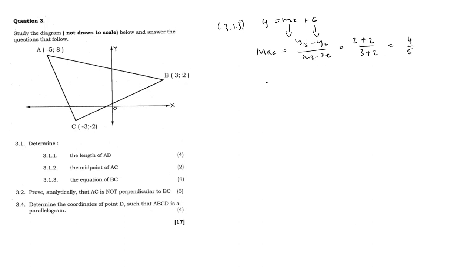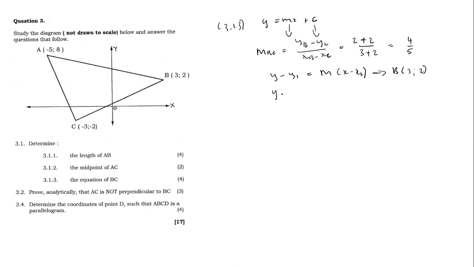Now we know the gradient. You can determine your equation in many different forms. I like using this one because it's a shorter way of determining the equation. y minus y1 is equal to the gradient multiplied by x minus x1. You can use yB or yC, it's fine. So I'm going to say this graph passes through one of the points. I'll pick this point. I'll say it passes through point B, which is (3; 2). This is my x1 and this is my y1.